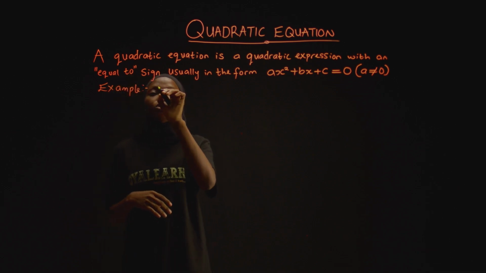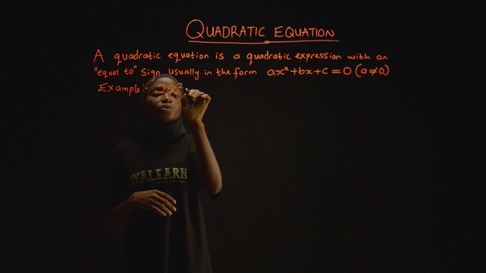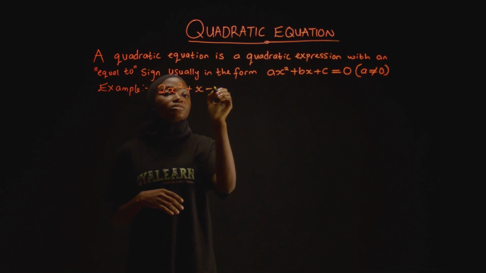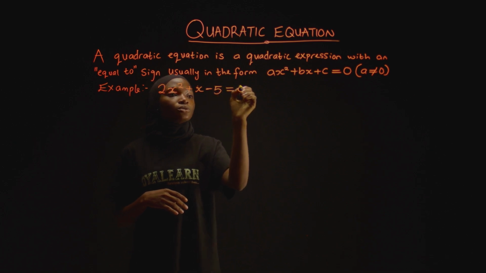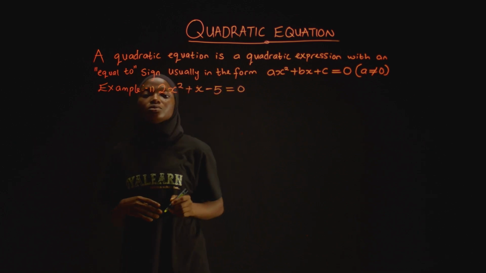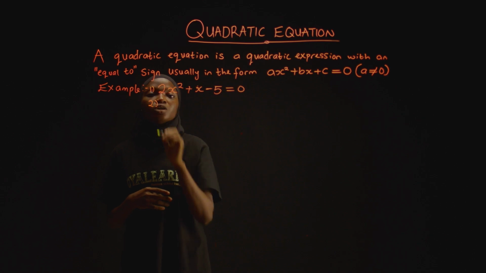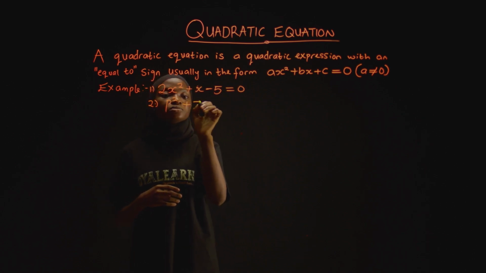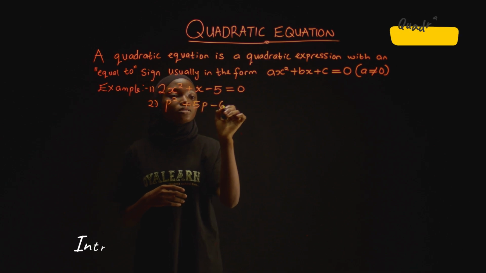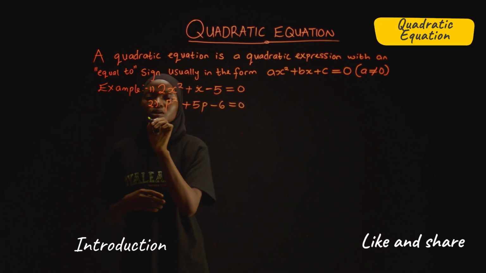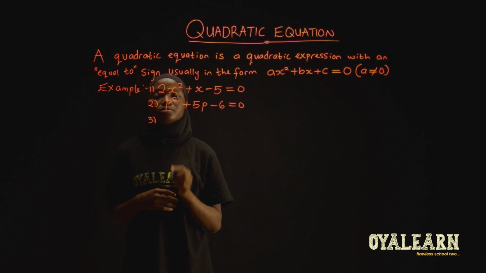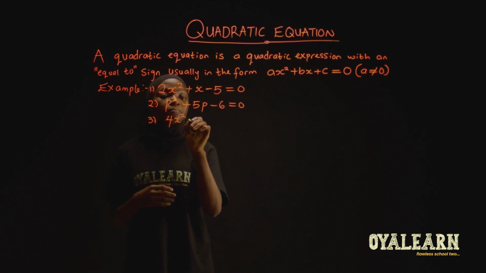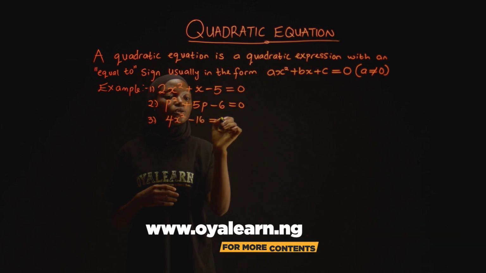We could have 2x squared plus x minus 5 equals to 0. That's the first example. Another example, we could have p squared plus 5p minus 6 equal to 0. Another example, we could have 4x squared minus 16 equal to 0.